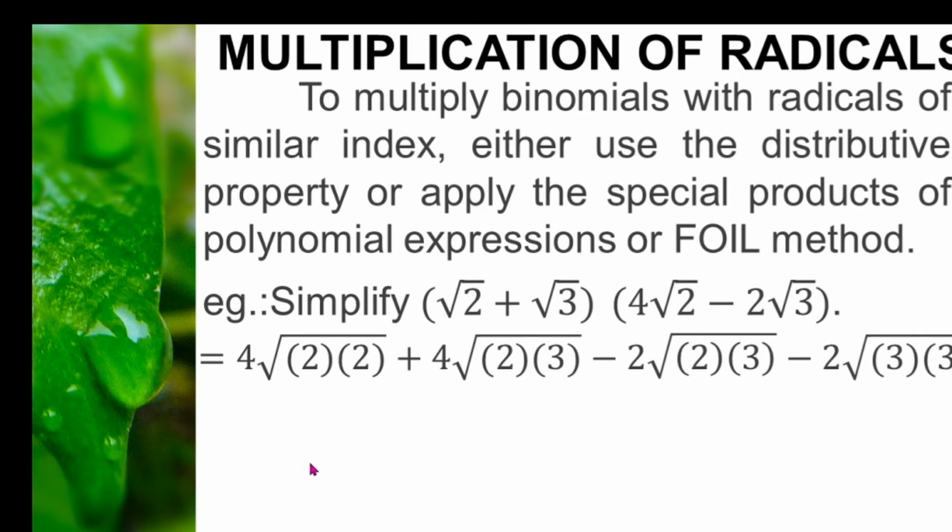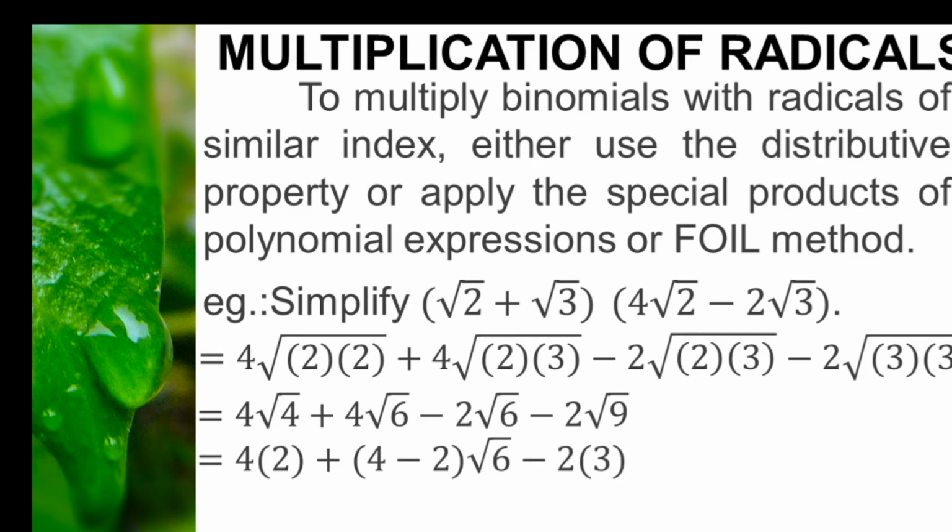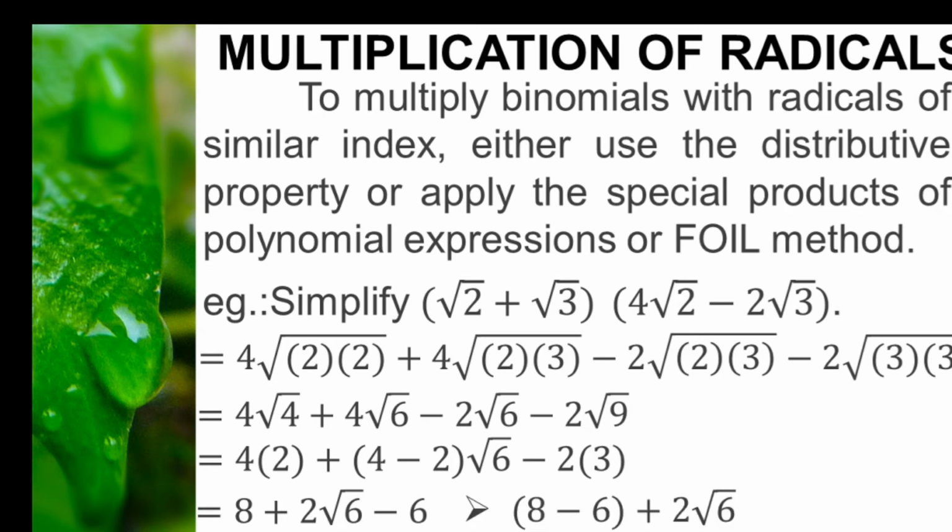So therefore, we have 4 square root of 4 plus 4 square root of 6 minus 2 square root of 6 minus 2 square root of 9. So therefore, we are going to have 8 plus 2 square root of 6 minus 6. Simplify it further as 8 minus 6 plus 2 square root of 6. Therefore, we have 2 plus 2 square root of 6.